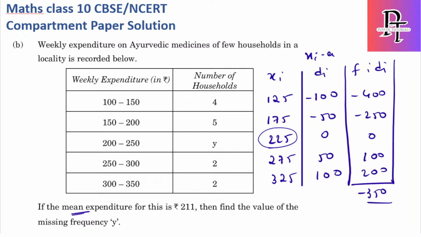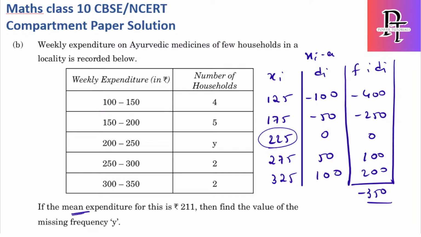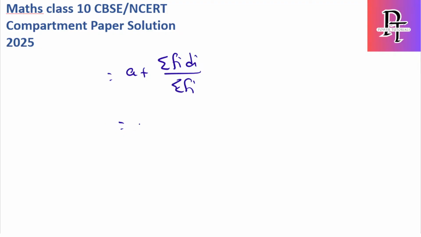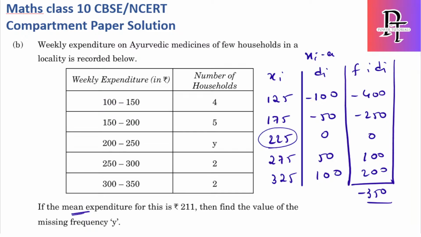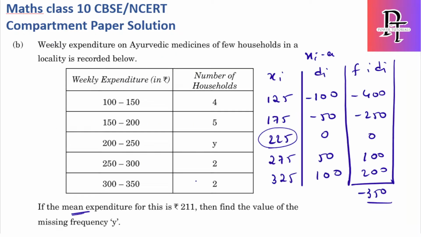So now let's apply the formula and get the value. The mean value is a plus sigma fi di by sigma fi. I'm not using the step deviation method. If I'm using the step deviation method, then I have to multiply by h as well. I'm using just the assumed mean method, because it's just for 3 marks. So a value I've assumed as 225. So 225 plus sigma fi di, which is minus 350, by sigma fi.